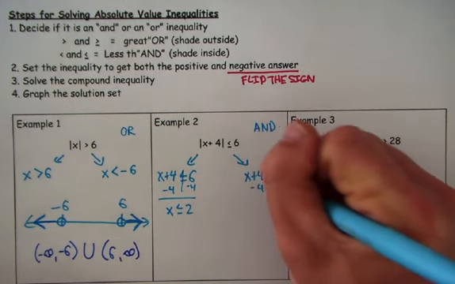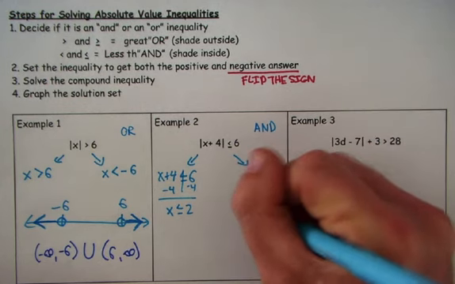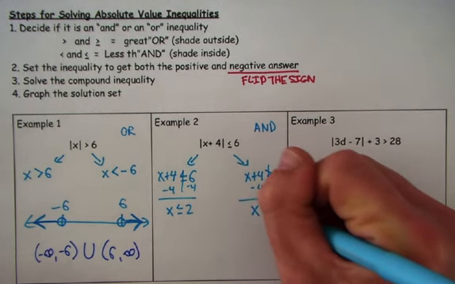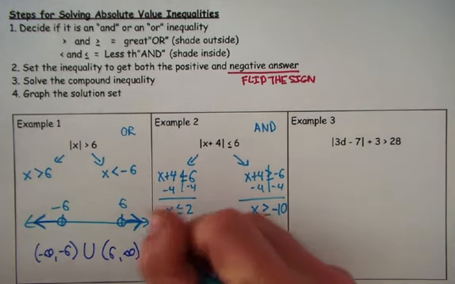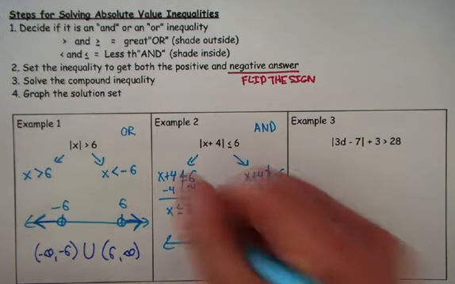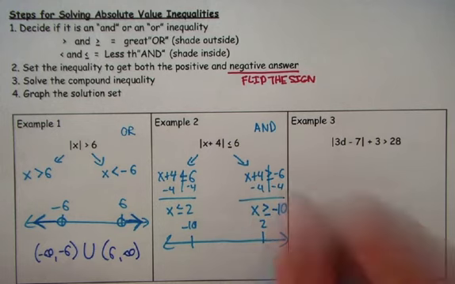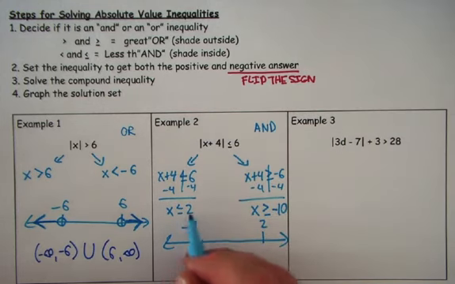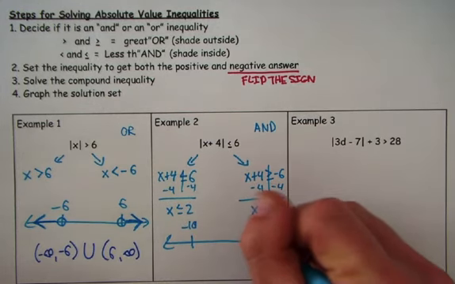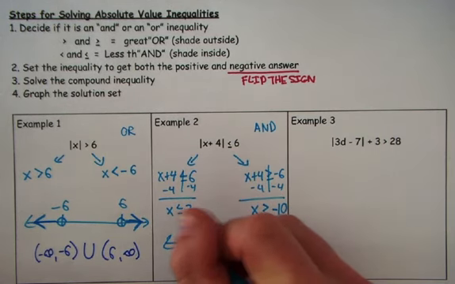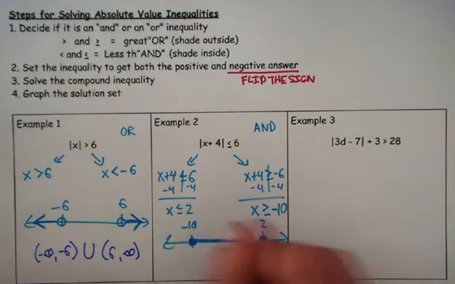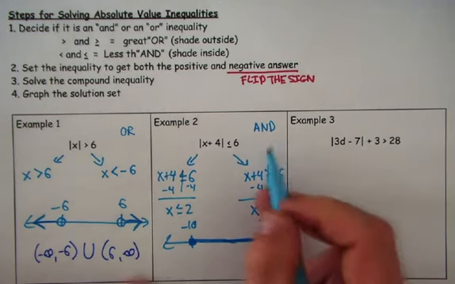Subtract 4, x is greater than or equal to negative 10. Now, when we draw our number line, our negative 10 goes down here, right? It goes on the left. Positive 2 goes up here. It is less than or equal to 2, so that means it's a filled in circle. Greater than or equal to negative 10, that's a filled in circle. It's going to be shaded in the middle. This is our sandwich. It was an and, right?